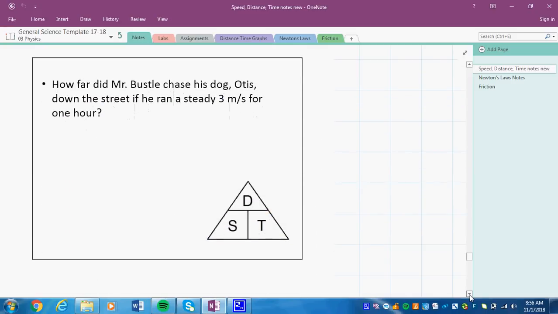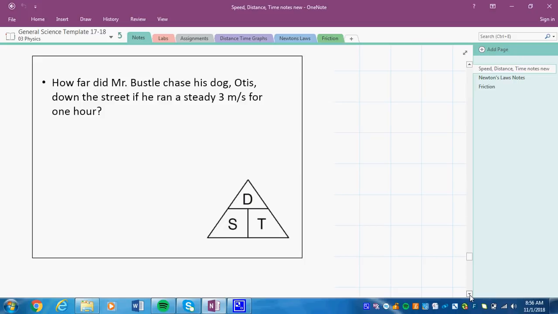The next one, let's see if we can get this. How far did Mr. Bustle chase Otis down the street? Otis is his dog. How far did Mr. Bustle chase Otis down the street if he ran for 3 meters per second for 1 hour? Uh-oh. So what do we got to find out? This is in meters per second, and we want it for hours. So we have 3. How many seconds are there in a minute times 60? That's 180. And how many minutes are there in an hour times 60?